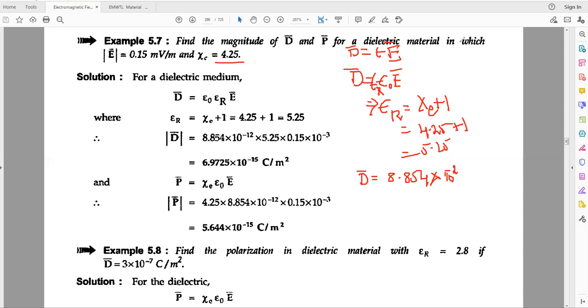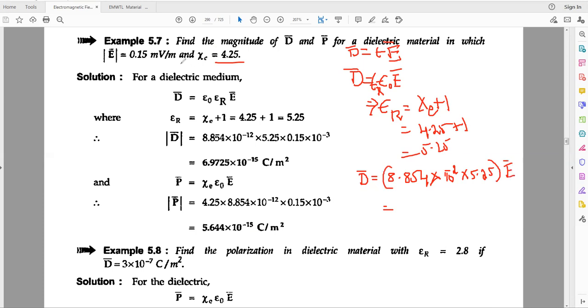But here, it is a dielectric material, and they are asking for chi e, so chi e plus 1 is nothing but the epsilon R, that is 5.25. And here you can see the E bar is also multiplied. Total function is epsilon naught and epsilon R into E bar.